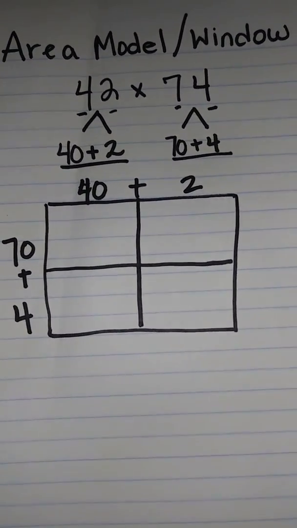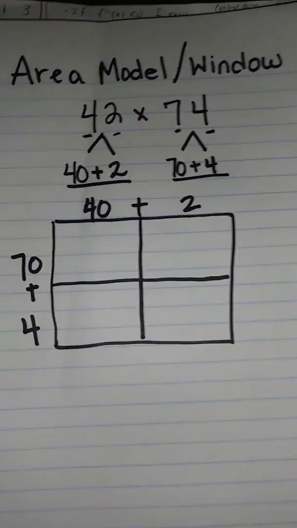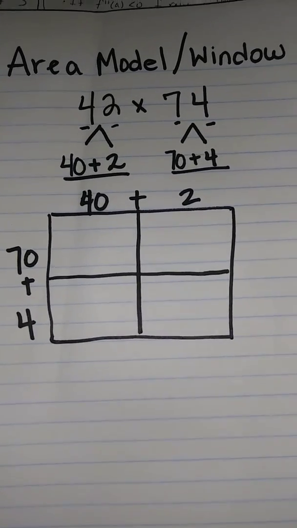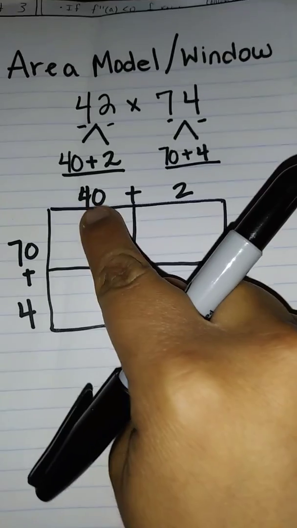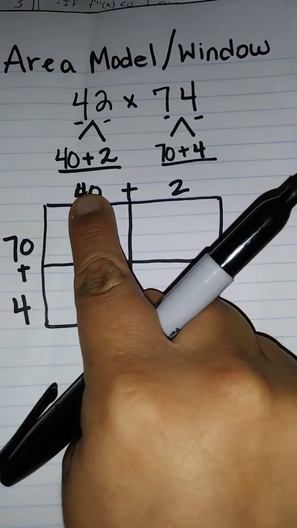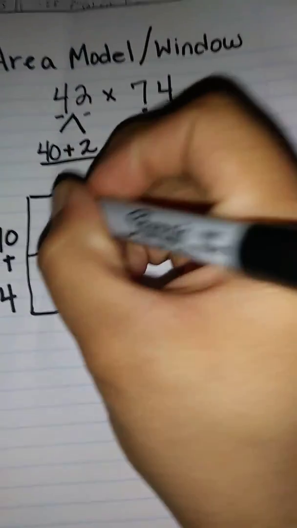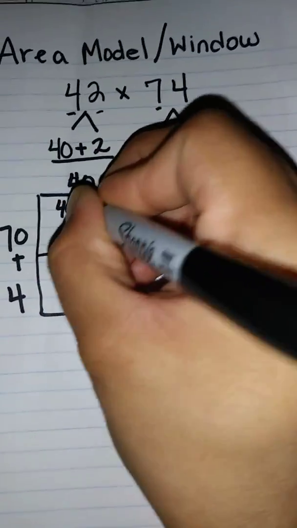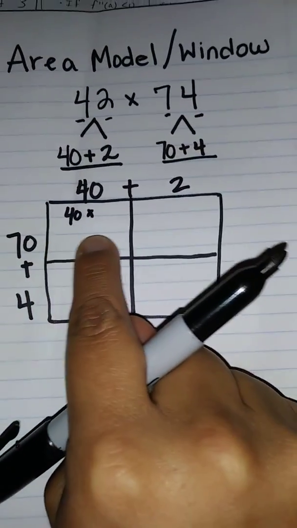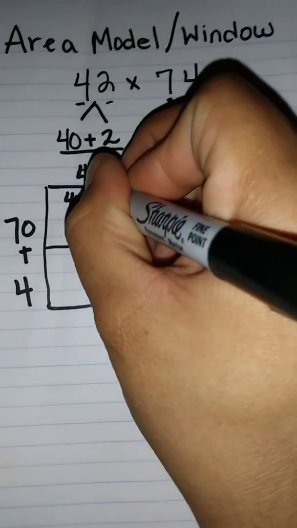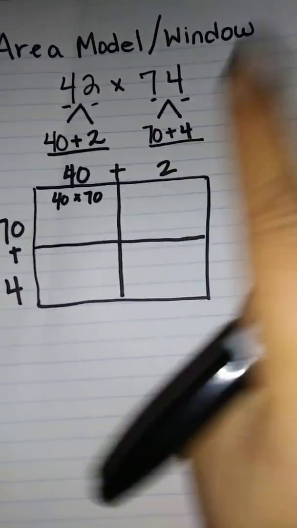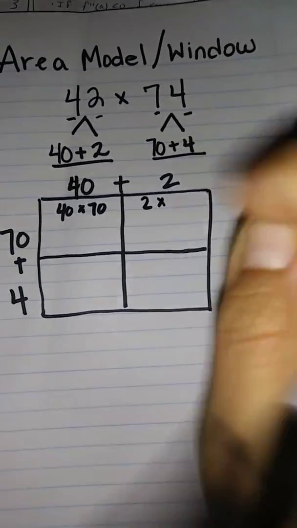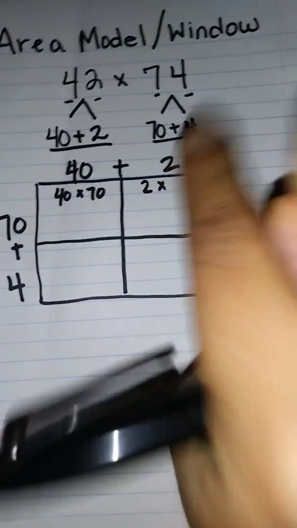Now, this next step, I ask my students to write down the numbers that I'm going to multiply together inside the box. So if you follow your fingers from this 40, I'm going to bring it down to this box. It's 40 times 70. I'm going to do it again. I have 2 times 70.